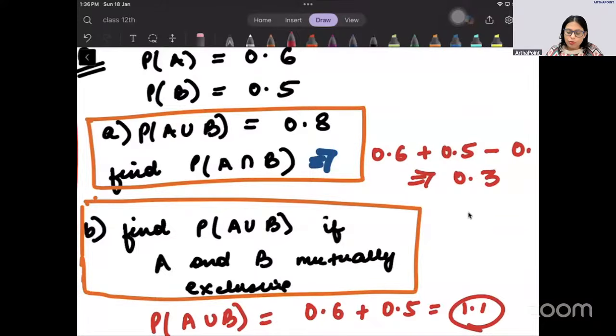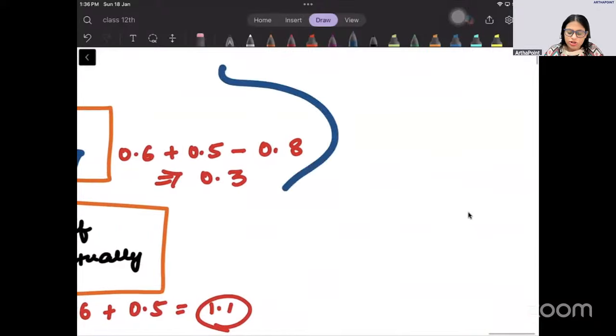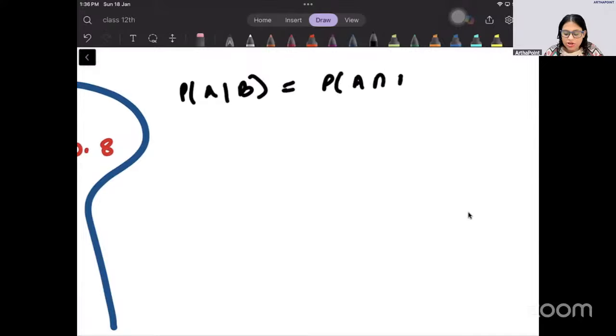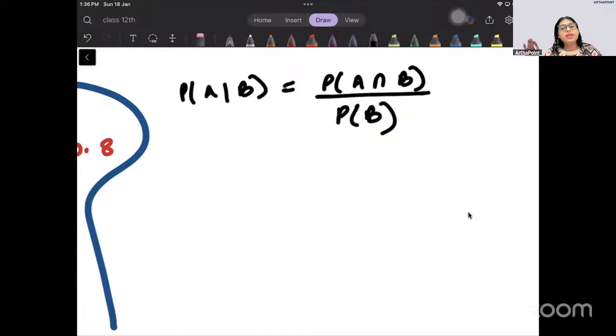Now we want to talk about conditional probability. The conditional probability of A given B is probability of A intersection B upon probability of B. Conditional probability basically tells us what is the probability of A given that B has occurred. B हो चुका है, तो B के होने के बाद A का क्या probability रहेगा, that is what conditional probability tells us.